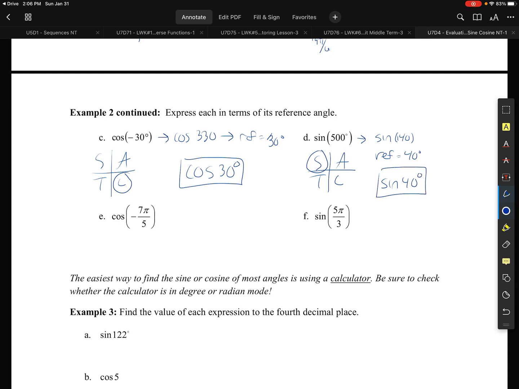I do a bad job. I always forget the degree symbol. I don't want anyone to tell me it's 40 radians. No, it's degrees.